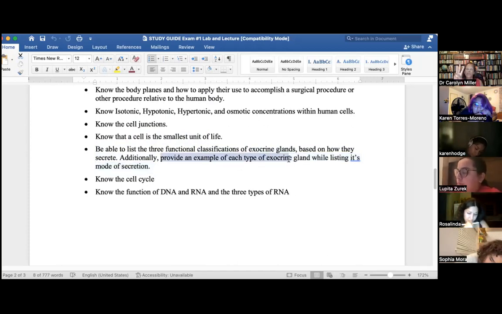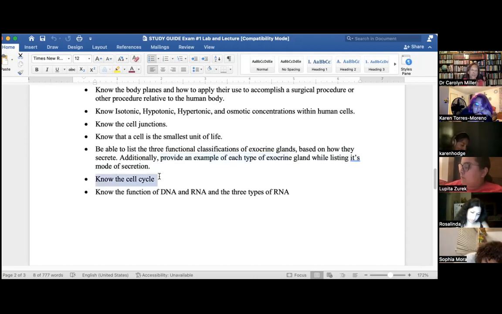And I said there are three functional classifications, and I've already told you merocrine is the functional classification, and an example would be the sweat glands. Apocrine is a functional classification. An example are the mammary glands. Holocrine is a functional classification. An example are the sebaceous oil glands.